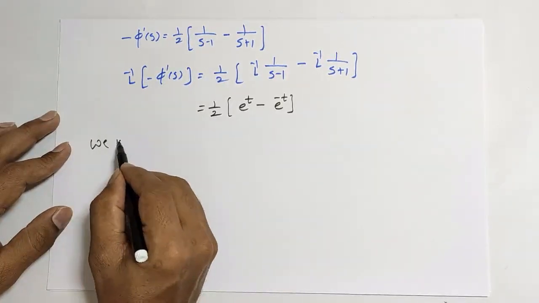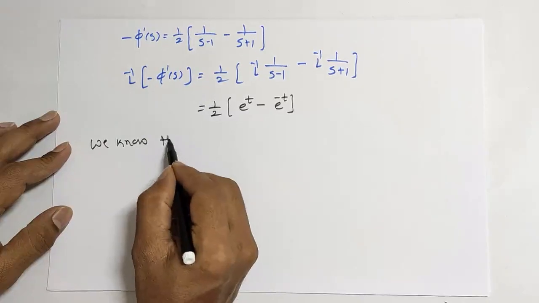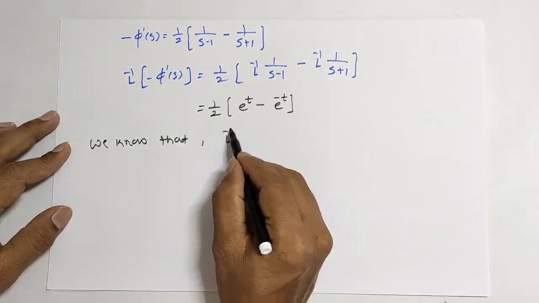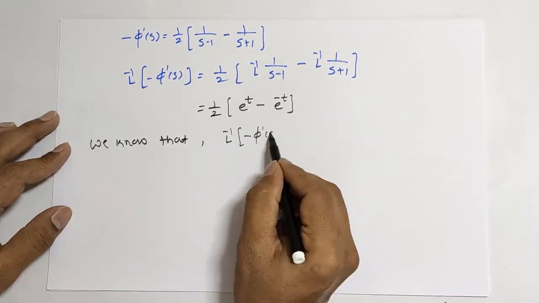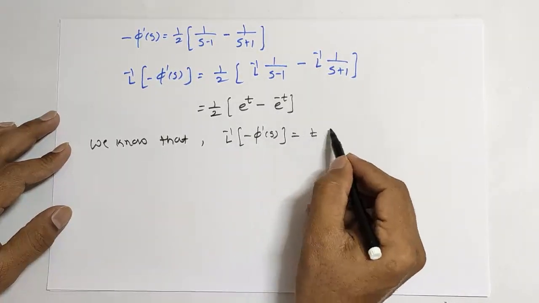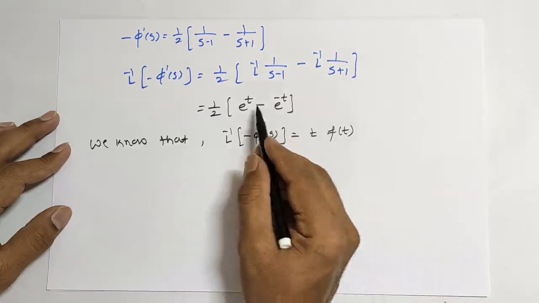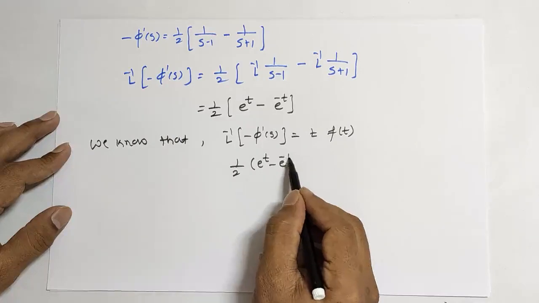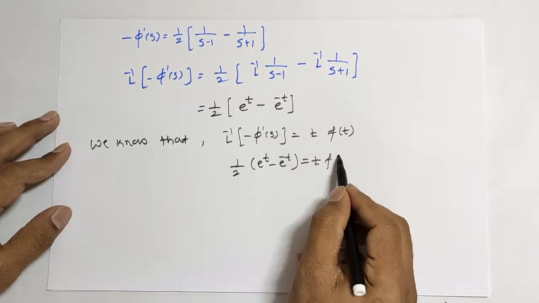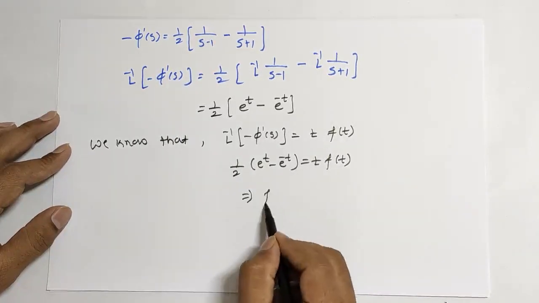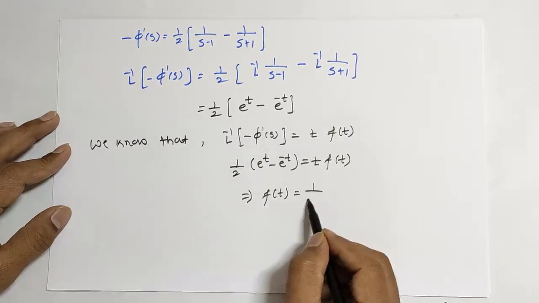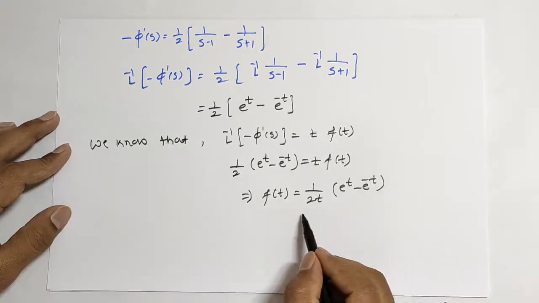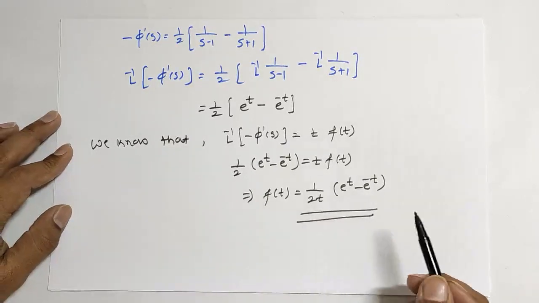Then we know the formula. We know that L inverse of minus phi dash of s is equal to t into f of t. So this is 1 by 2 e to the power t minus e to the power minus t is equal to t into f of t. Therefore f of t is equal to 1 by 2t e to the power t minus e to the power minus t.